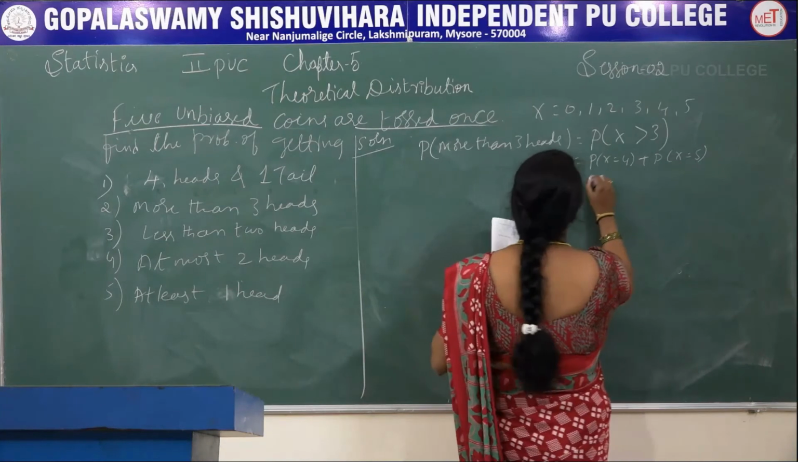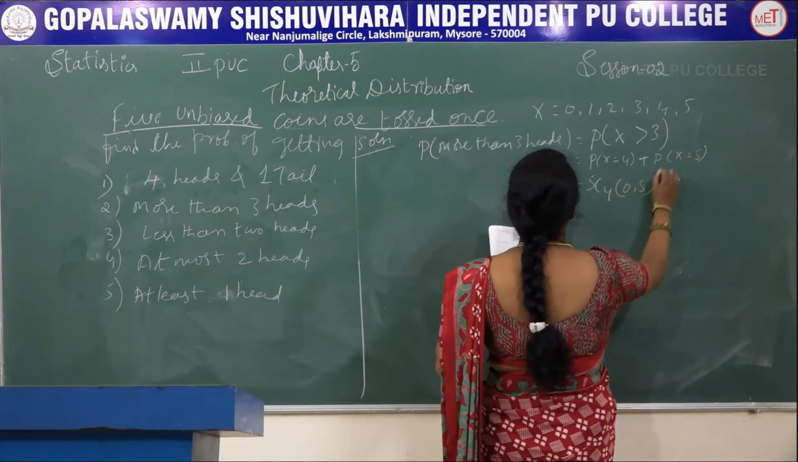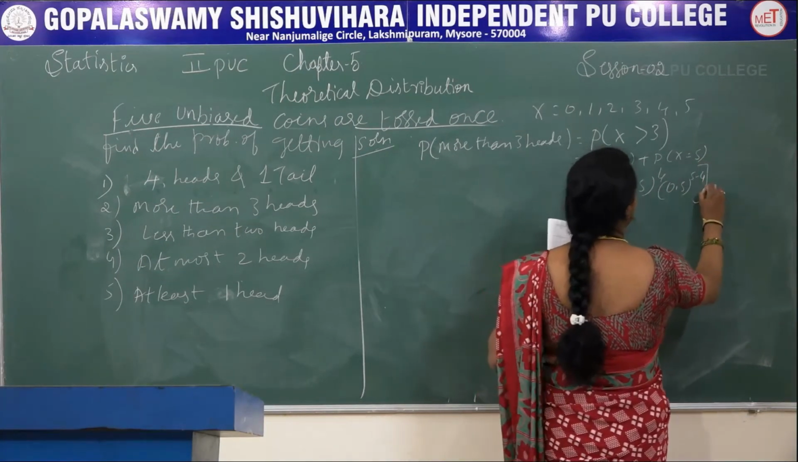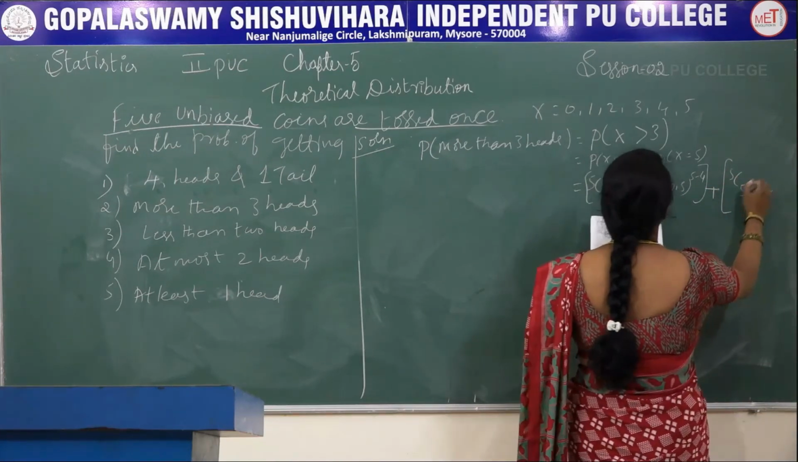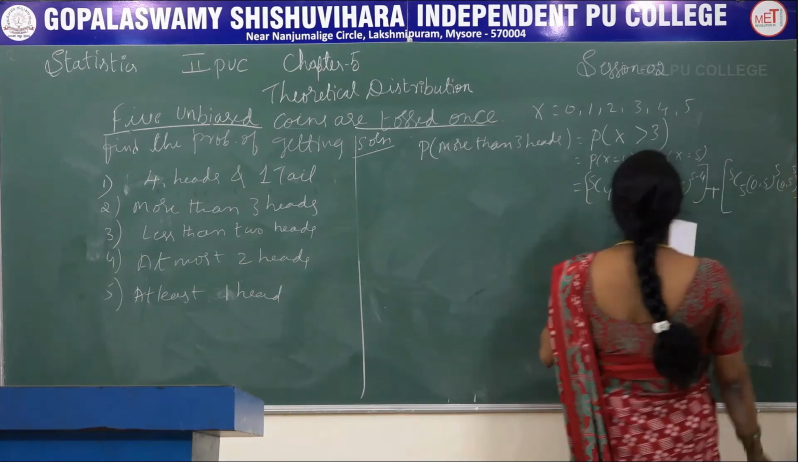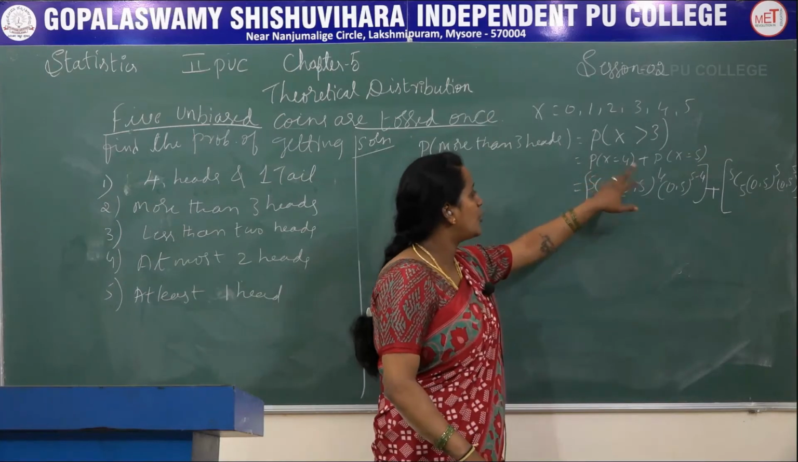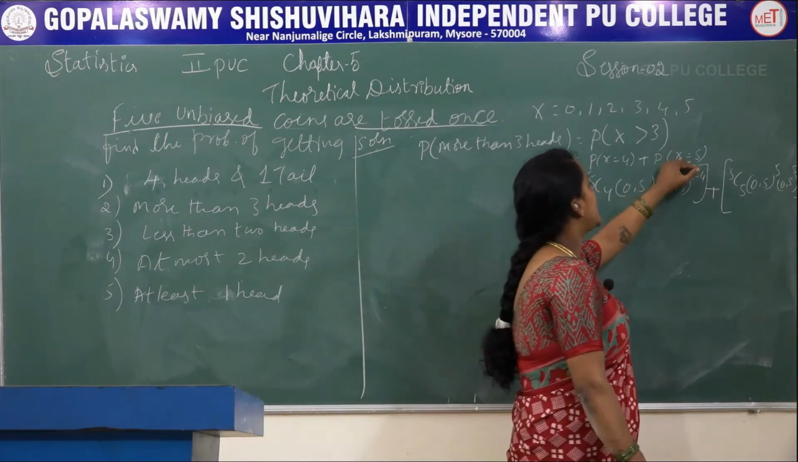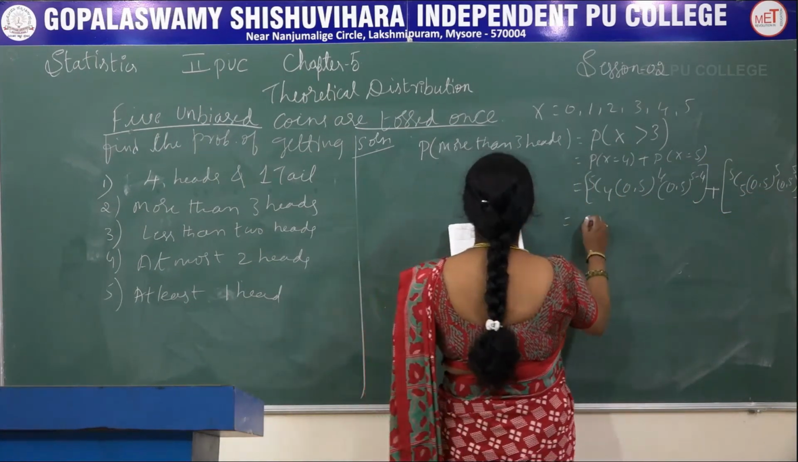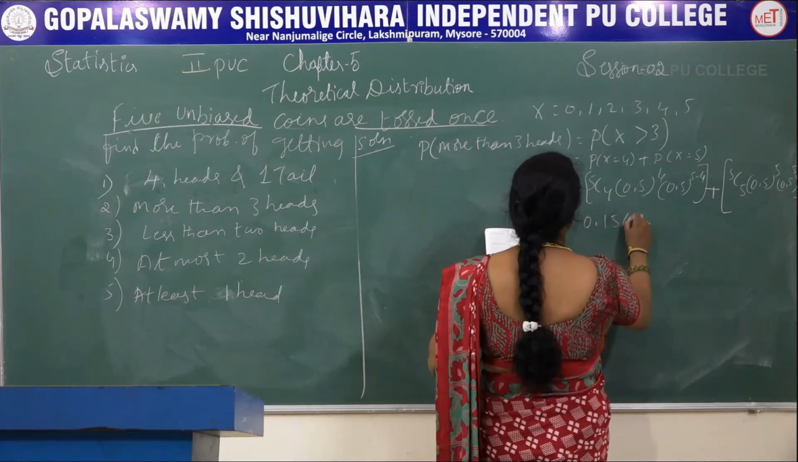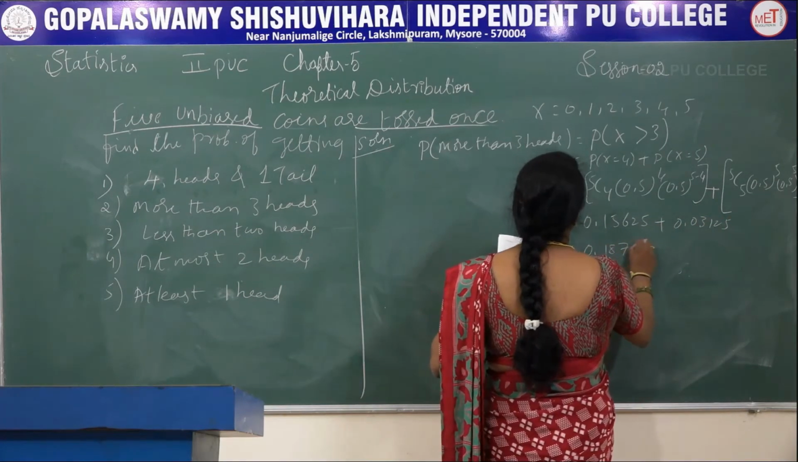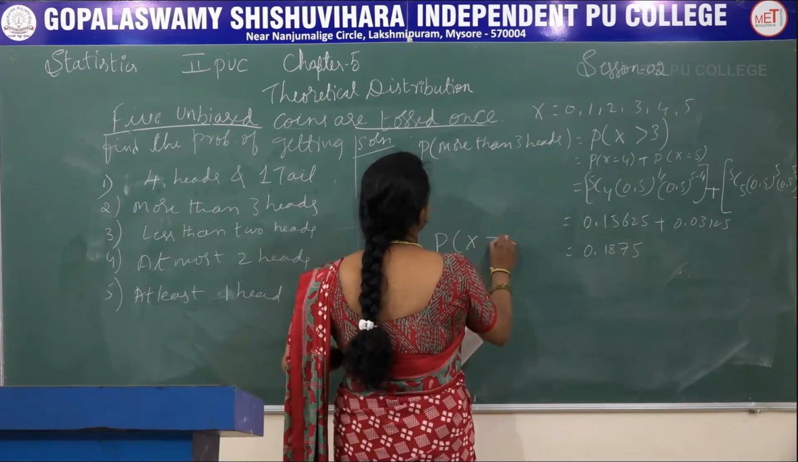This is 5C4, 0.5 to the power 4, 0.5 to the power 5 minus 4, plus 5C5, 0.5 to the power 5, 0.5 to the power 5 minus 5. For x equals 4 we write one PMF value, and for x equals 5 we write one more. Then you add these two probabilities: 0.15625 plus 0.03125 is 0.1875. This is the probability of x greater than 3.